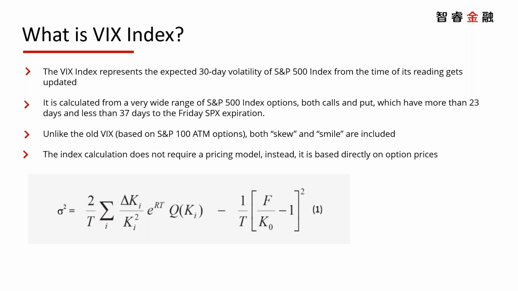The VIX index is calculated using a very wide range of S&P 500 options, both calls and puts, which have more than 23 days and less than 37 days to the Friday expirations. Unlike the old VIX, if you are aware of that, which is based on the S&P 100 at the money options, both skews and smiles are included. The index calculation does not require a pricing model. Instead, it is based directly on option prices. Below is the main formula that helps you do the math. I'm not going to dig into the details, but for those who are interested, you can refer to the white paper on the SIBO website.